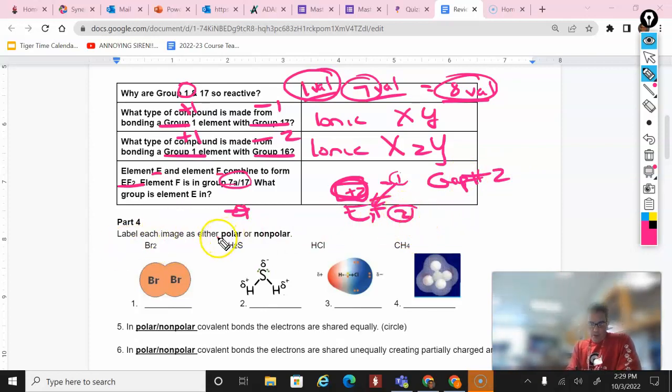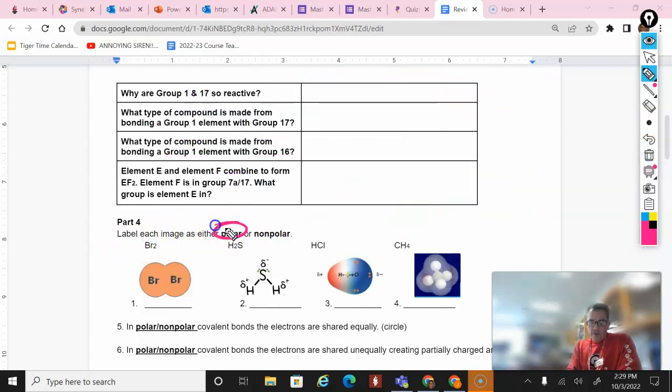Moving on to 4, is it polar? Is it non-polar? Remember, polar means there's going to be an unequal distribution of charges. If we have an electron tug of war, someone is going to win. So number 1, bromine and bromine, no one's going to win. This will be non-polar.